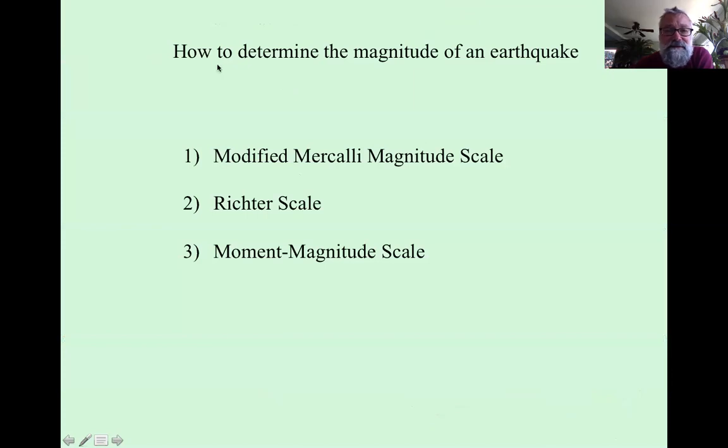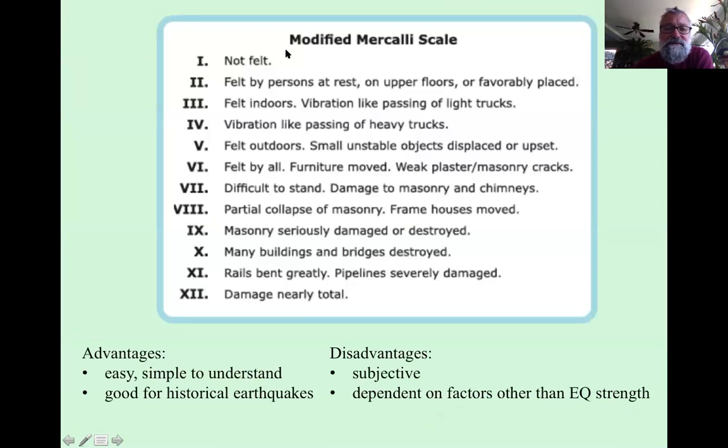Now let's go on to magnitude. The magnitude of the earthquake is different, and we have three different methods to determine the magnitude. The first is the modified Mercalli magnitude scale. The second is the Richter scale, and the third is the moment magnitude scale. The first, the modified Mercalli scale, is a scale from 1 to 12. It's completely based on observations. And so with 1 being the smallest, not felt at all, up to 12, where the damage is nearly total.